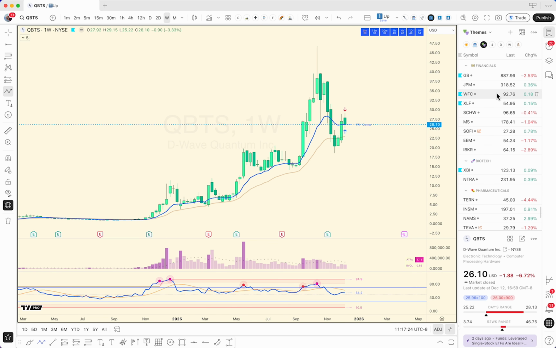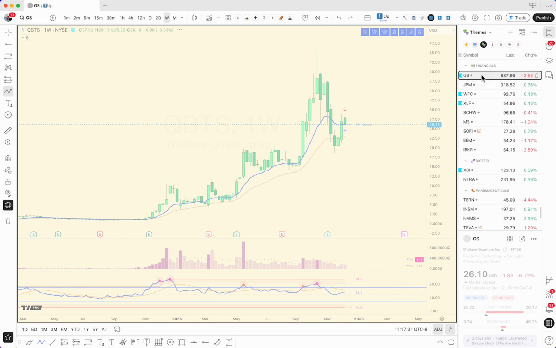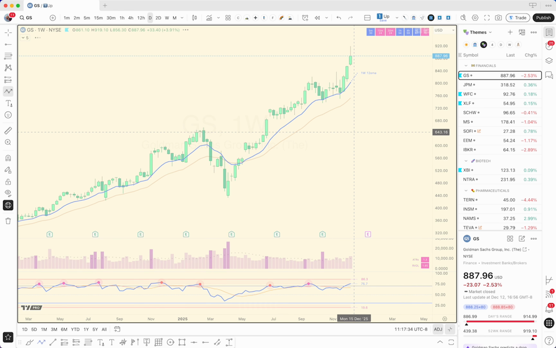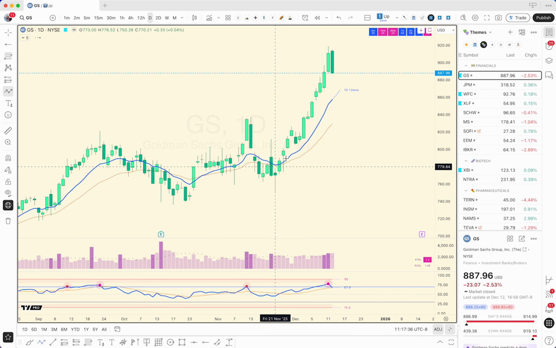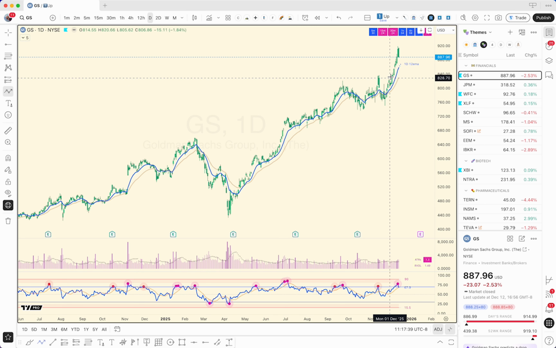Okay, here's my financial section. You see I've got a blue flag on GS, WFC, XLF. And so those are the three I was calling out. Let's take a look at them. Back to the daily time frame. So look at this move up. This is a very, very, very bullish stock. How have I not really looked at this before? It's like I just kind of ignore banks for some reason.